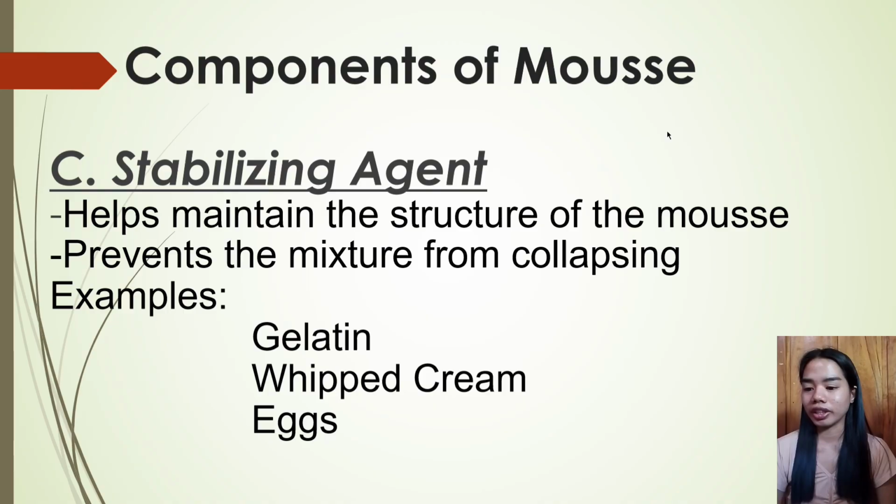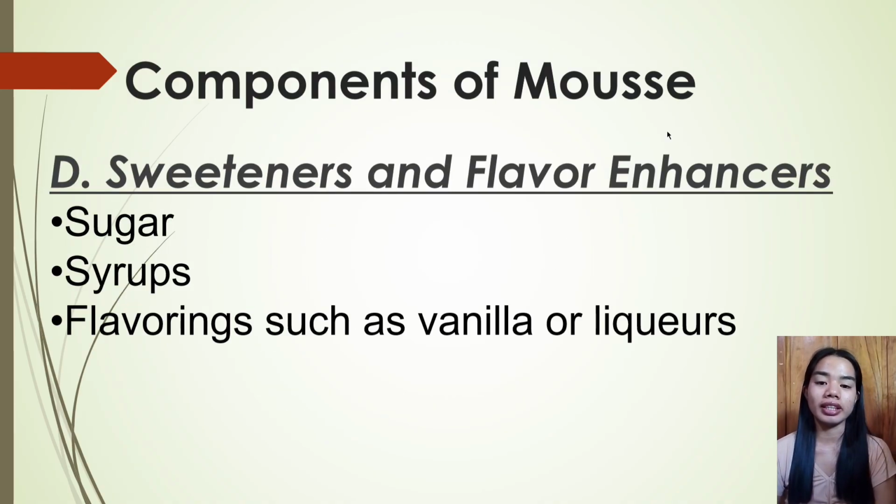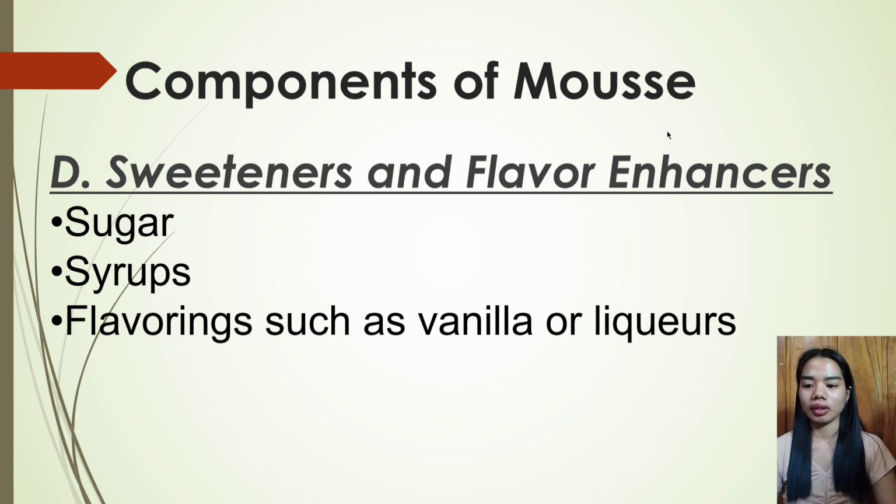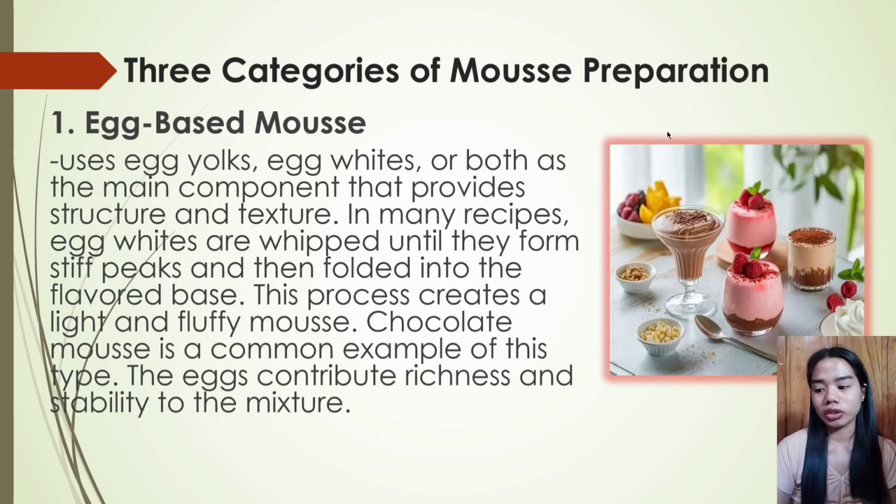Then next, we have the sweeteners and flavor enhancers. So from the word itself, ito yung mga pampatamis or pampalasa natin. Number one is sugar. We can also use syrups and flavorings such as vanilla or liquors. So that's all for the components of mousse. Let's proceed to the three categories of mousse preparation.